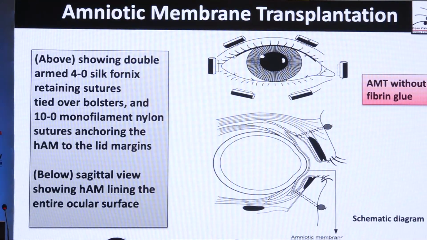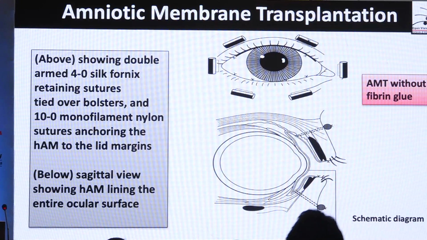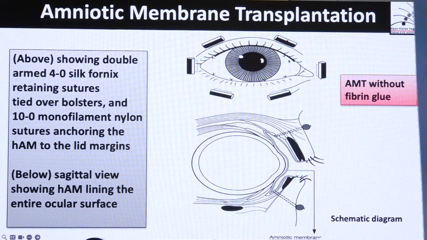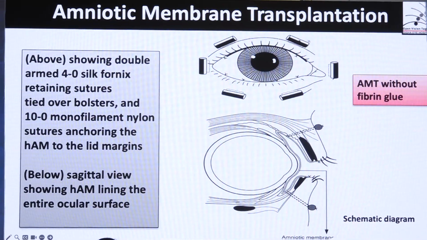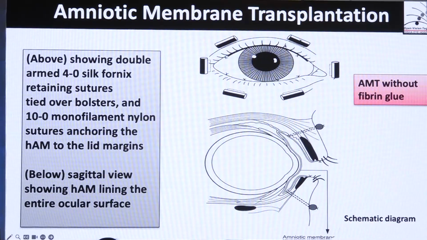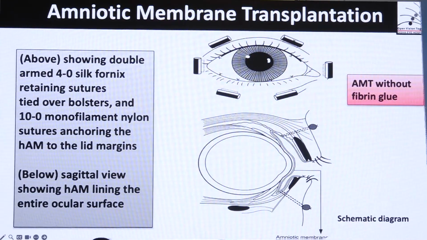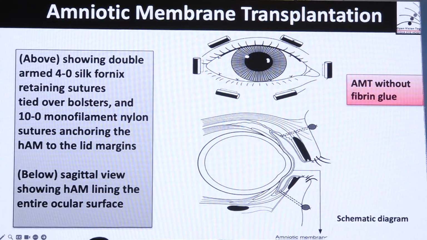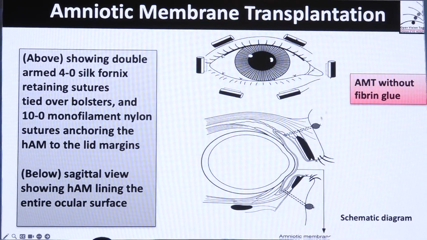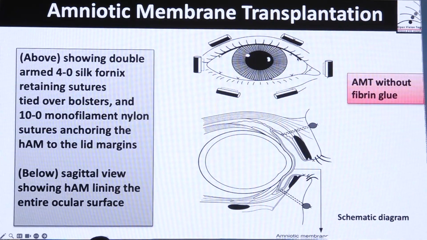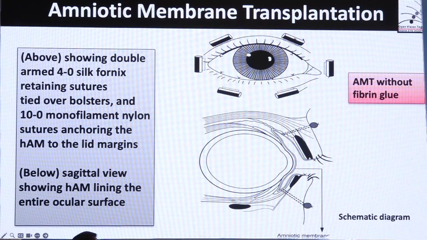So if you don't have any fibrin glue, then you can use either Prolene suture or 4-0 silk sutures, which will be tied over the bolsters, and the suture should be passed from the fornix and tied over the bolsters here. So here I am putting this 4-0 silk suture. You can use this Prolene suture and put it over the bolsters. And in the lid margins, you can use this Tenon nylon suture.